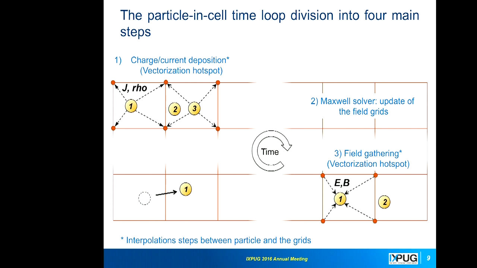Then we have another interpolation step, as with the first one, which is almost the inverse of the current deposition. Here, from the nodes on the grid, we determine the field seen by the particle at its position. And finally, thanks to the fields, we can push the particles forward. We can move the particles.